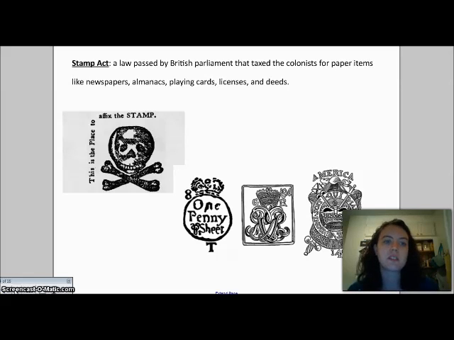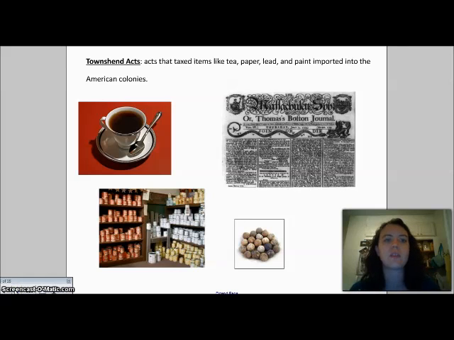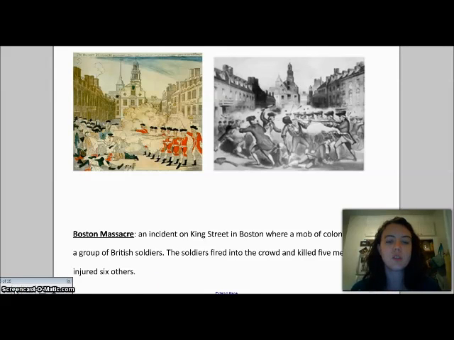They repealed both the Stamp Act and the Sugar Act and replaced it, however, with the Townshend Acts. This was an act that taxed things like tea, paper, lead, and paint, and other things like glass that were imported into the American colonies, things they couldn't make on their own or get there locally yet. The colonists didn't like this, and this led to two events.